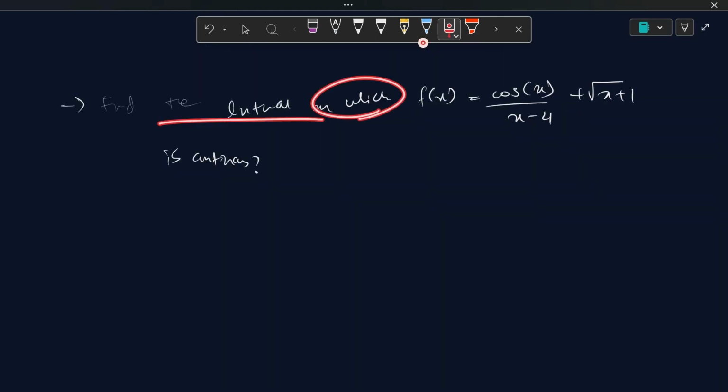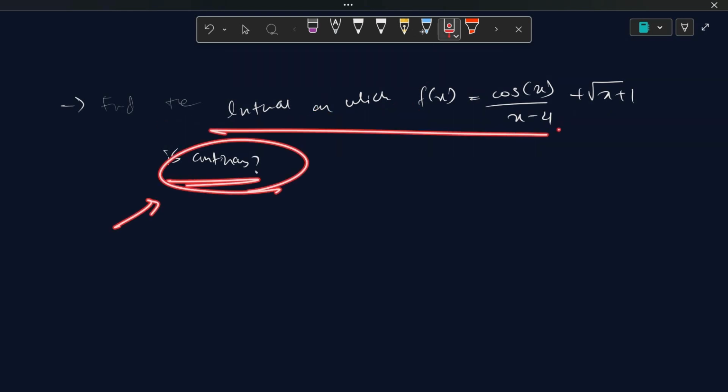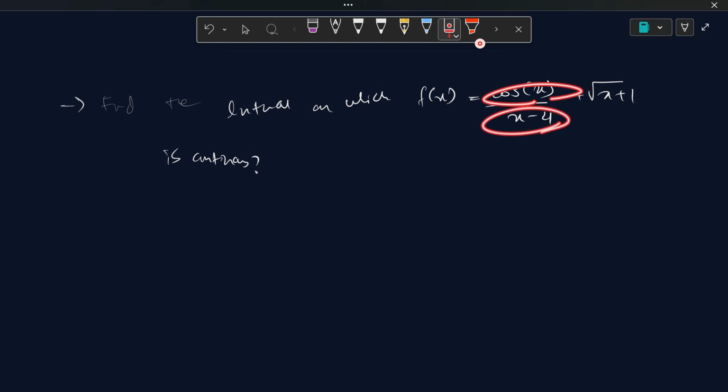Next question is to find the interval on which the given function is continuous. So how do we do this? Here our function is cosine of x over x minus 4, and square root of x plus 1. For this one, you have to break all the parts of the function and see which ones are continuous where. Cosine of x, you already know that it is continuous over real numbers, so it is continuous everywhere.